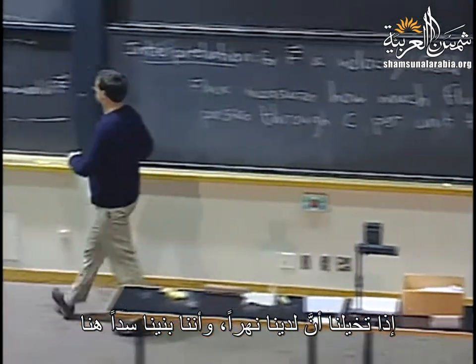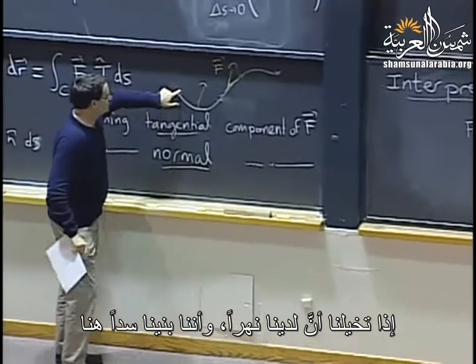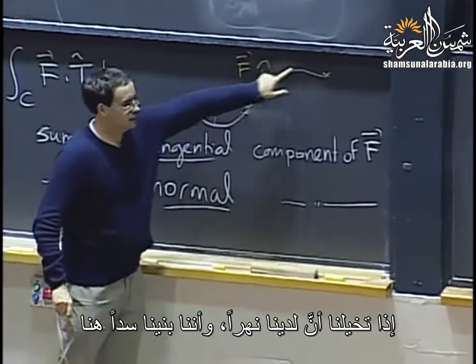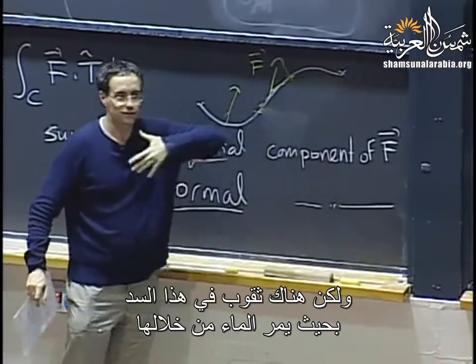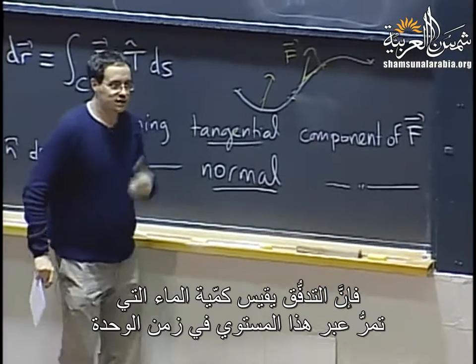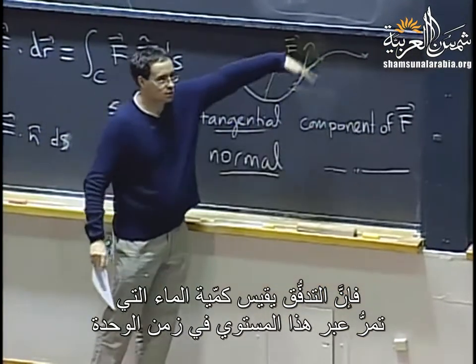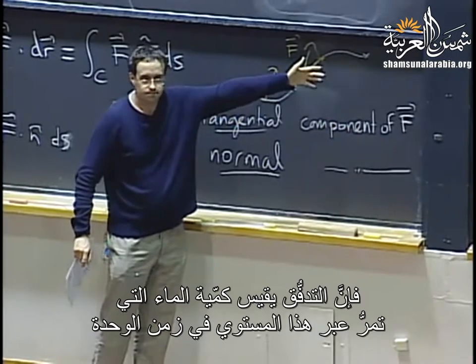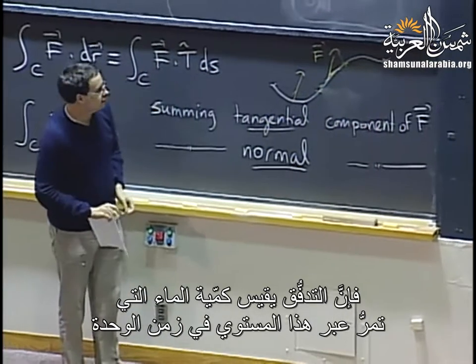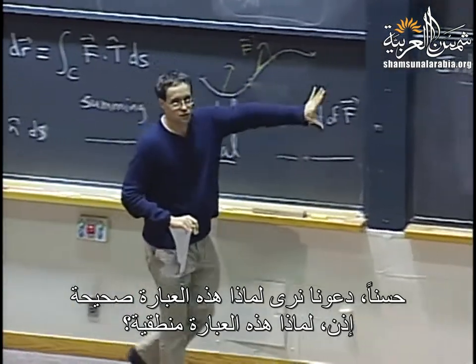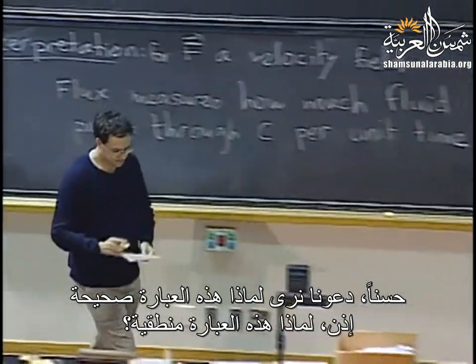So if you imagine that maybe you have a river and you're somehow building a dam here, but a dam with holes in it so that the water still passes through, then this measures how much water passes through your membrane per unit time. Okay, let's try to figure out why this is true. Why does this make sense?